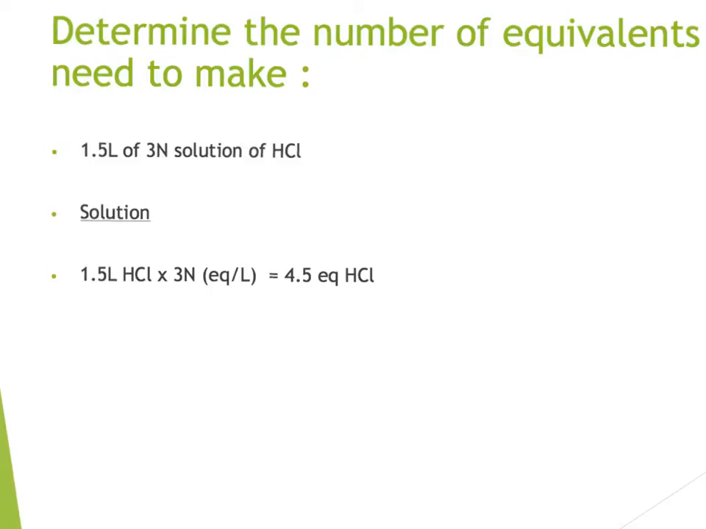Here we have an example problem that asks us to determine the number of equivalents needed to make 1.5 liters of a 3 normal solution of HCl. Now do remember that normality is equivalents per liter. If we take our 1.5 liters stated in our problem, we multiply that times the 3 normality, which is equivalents per liter. Liters will cancel out, and we would have 4.5 equivalents of HCl.